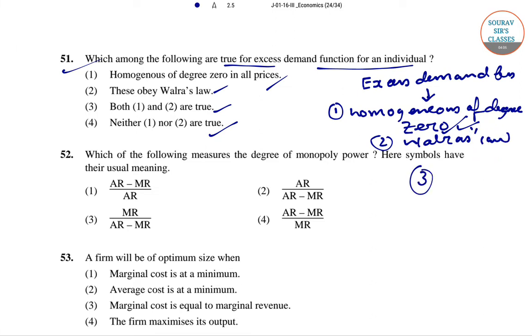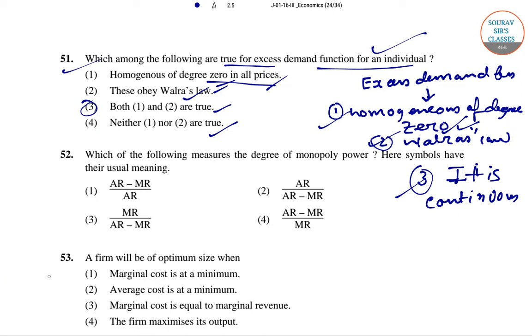And the third property would be that it is continuous. So 1, 2 and 3. So the aggregate excess demand function of an individual is homogeneous of degree 0 in all prices. This is right, and this is also right. For this reason, we know for question number 51, the right answer would be option C, that is, both 1 and 2 are correct.